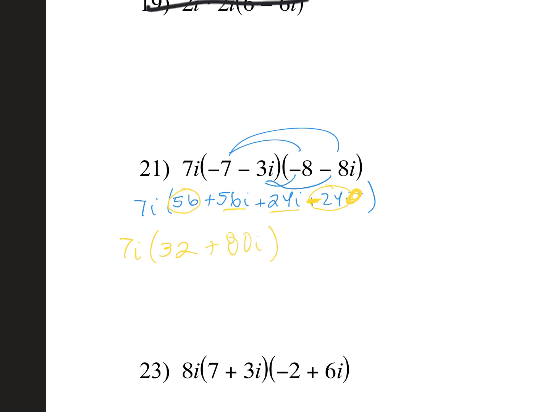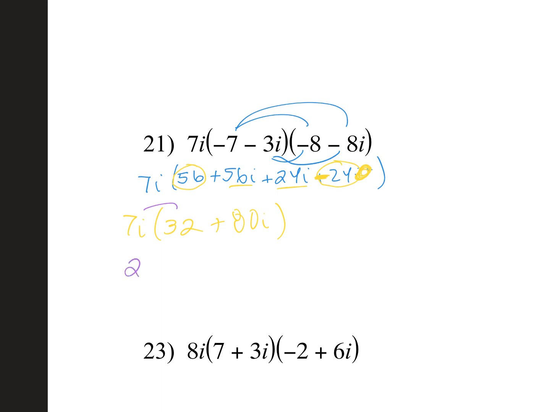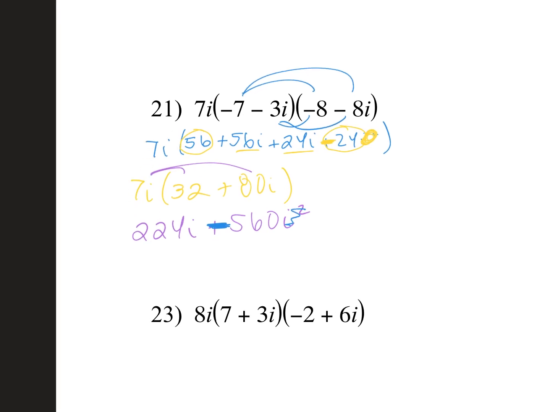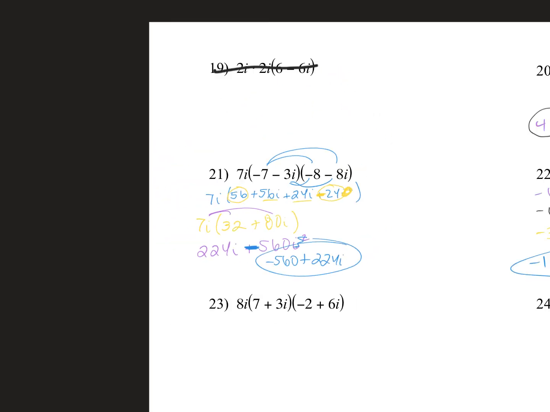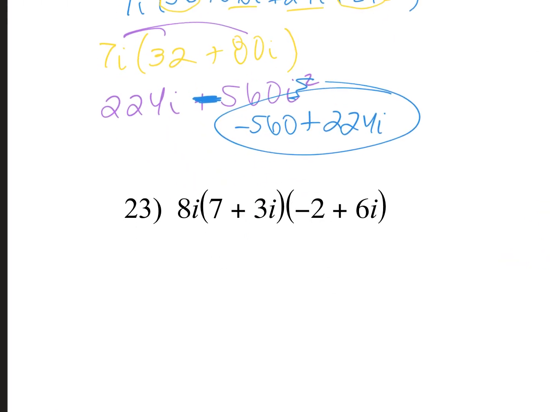All right, so now again, we're going to distribute. What's 32 times 7? 224? 224i. And then 7i times 80? 560. So plus 560 what? i squared. What is that really? Minus 560. So to rewrite in standard form, it'd be negative 560 plus 224i. Good. Good, good, good.